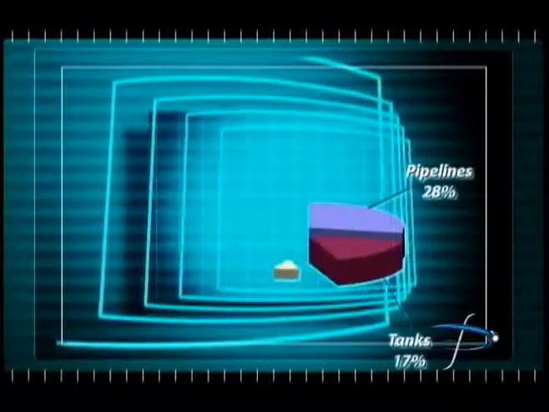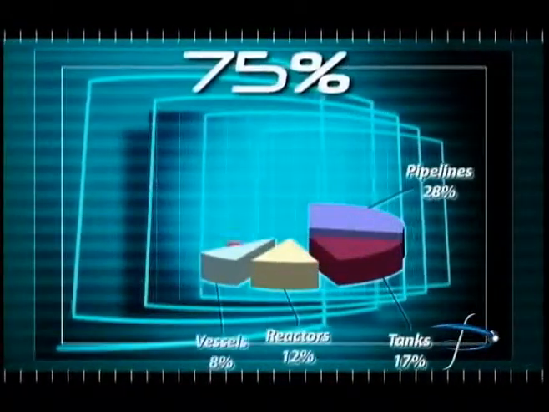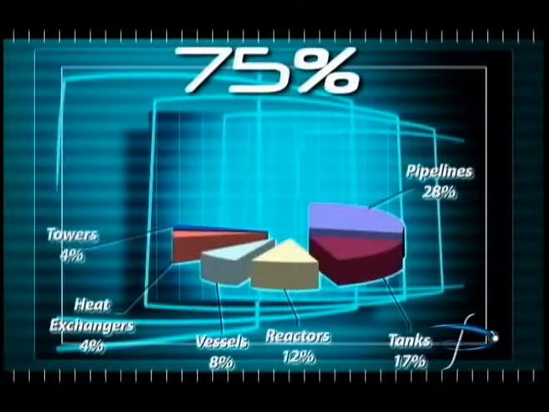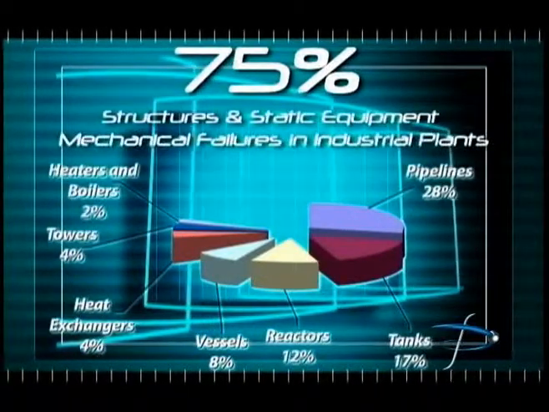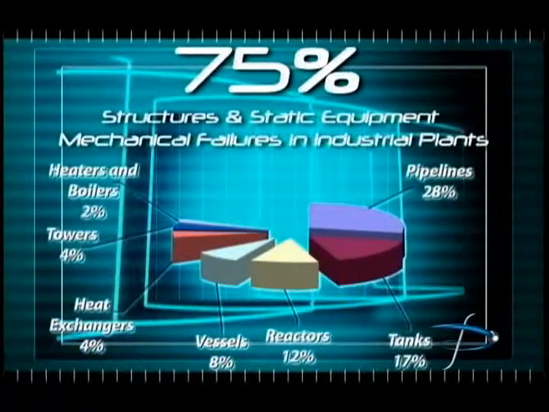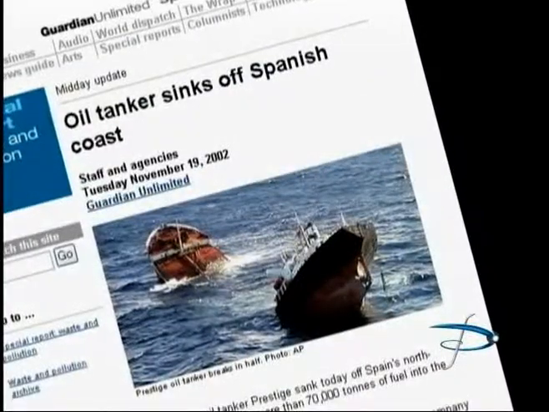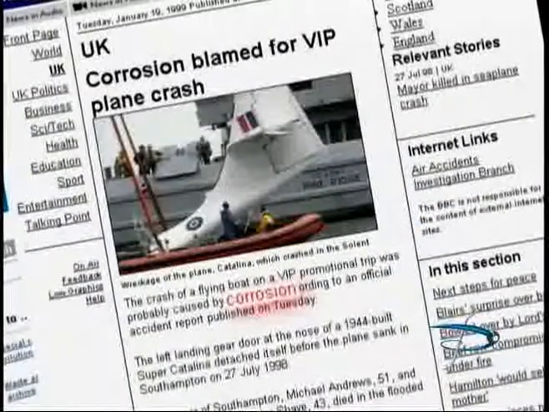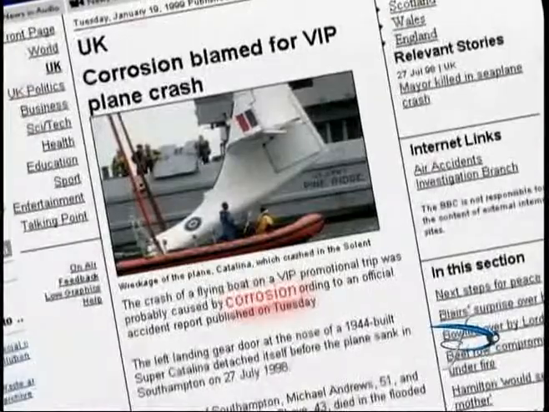Research reveals that 75% of mechanical failures in industrial plants result from failures in structures and other static equipment. Such failures are among the major causes of oil spill disasters affecting our oceans.